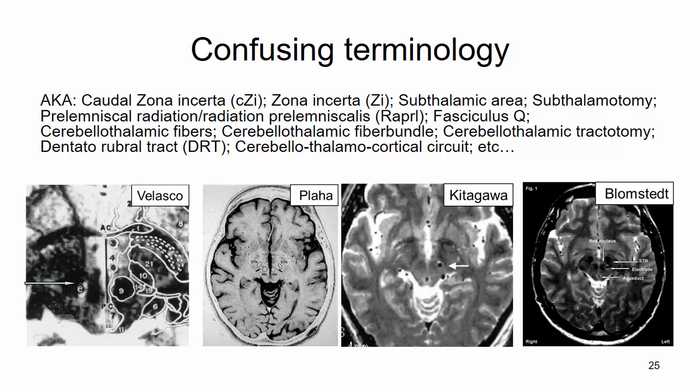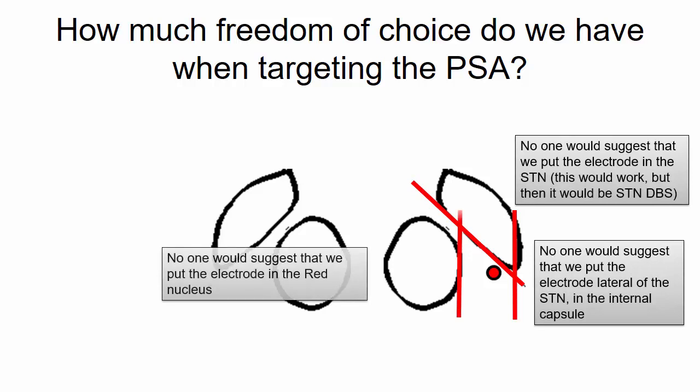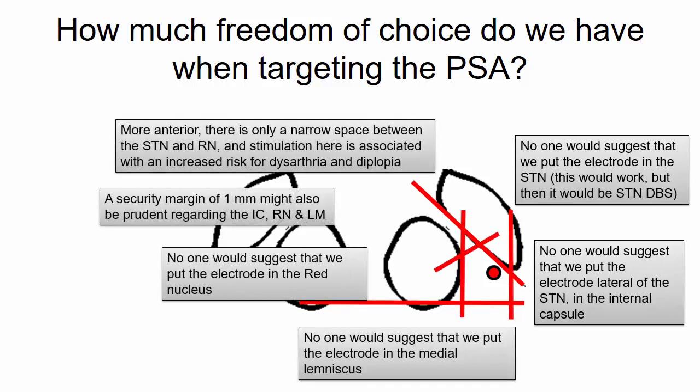Many different names are used for the PSA target, but when you look at the actual electrode location, you will see that these are in the same place regardless of which name is used. And this is hardly surprising, since we do not have that much freedom of choice. The target area is quite small and is encompassed by the STN, the internal capsule, the medial lemniscus, and the red nucleus.